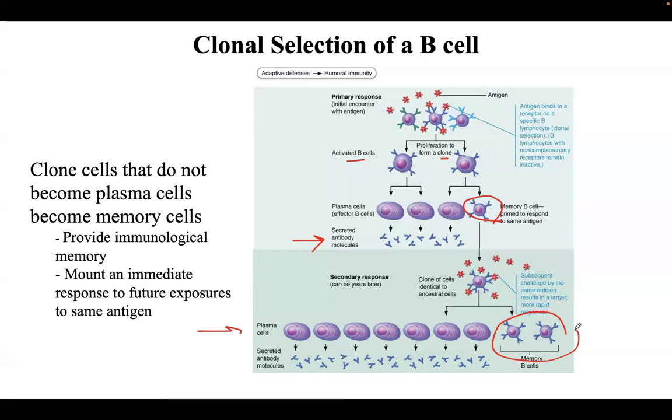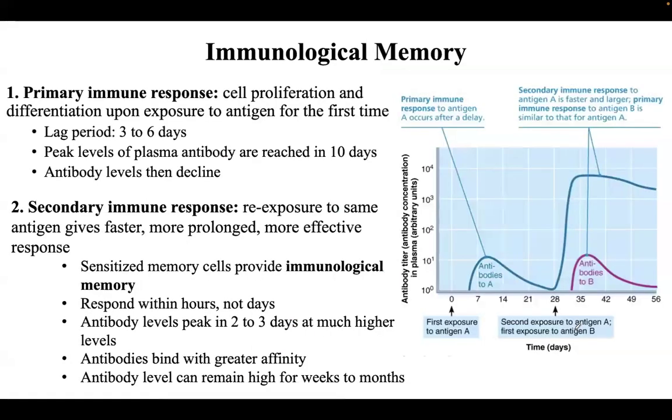Which one? The plasma cell is the one that produces the antibody. The job of the memory cell is just to remember what it's supposed to do. Okay. Now, when it comes to immunological memory, two things can happen.